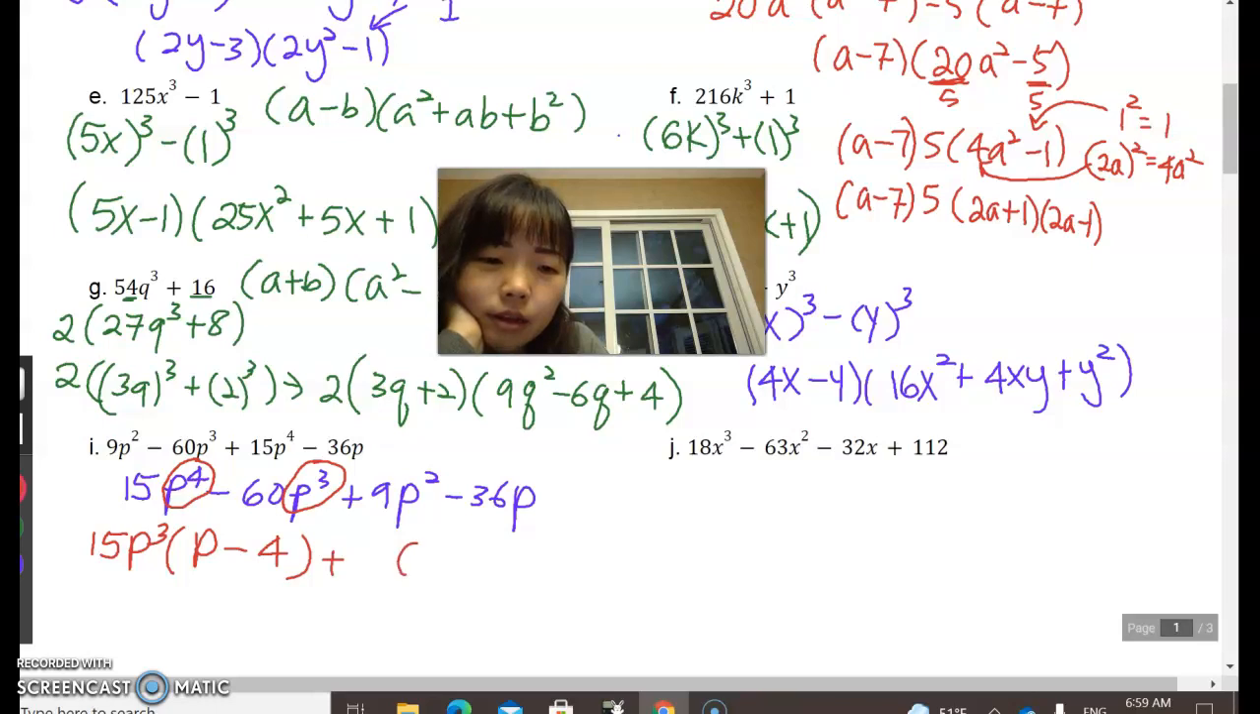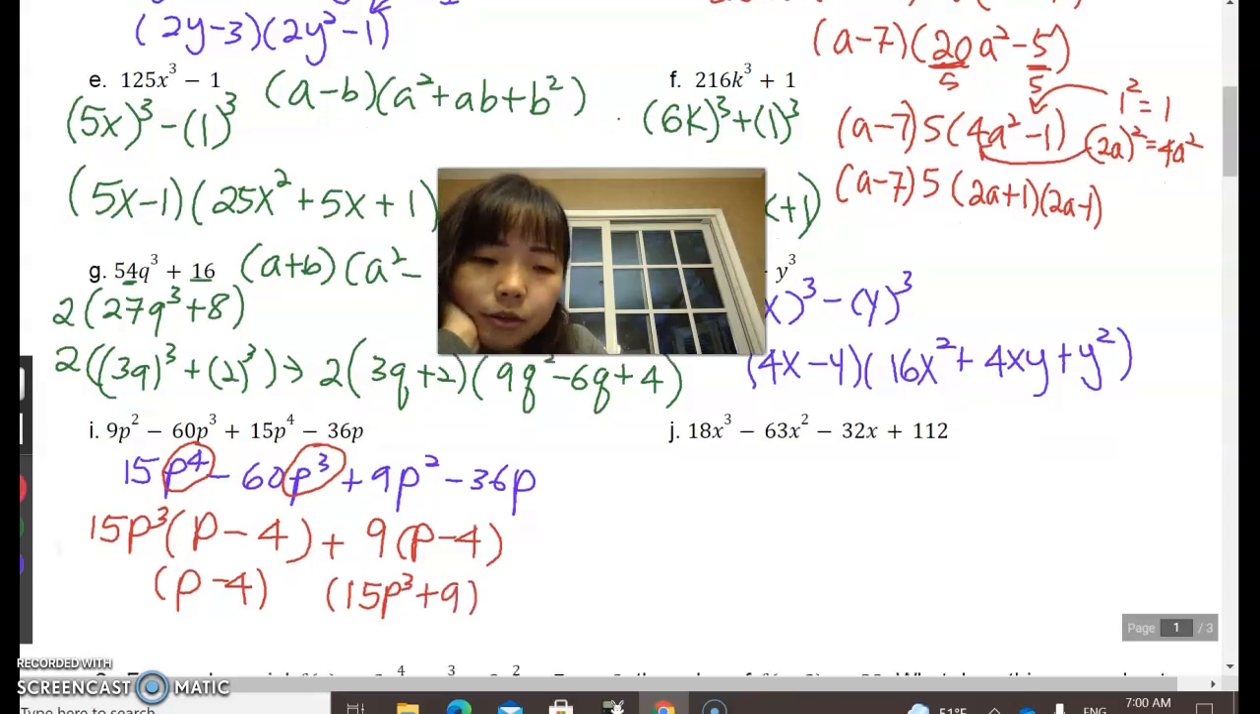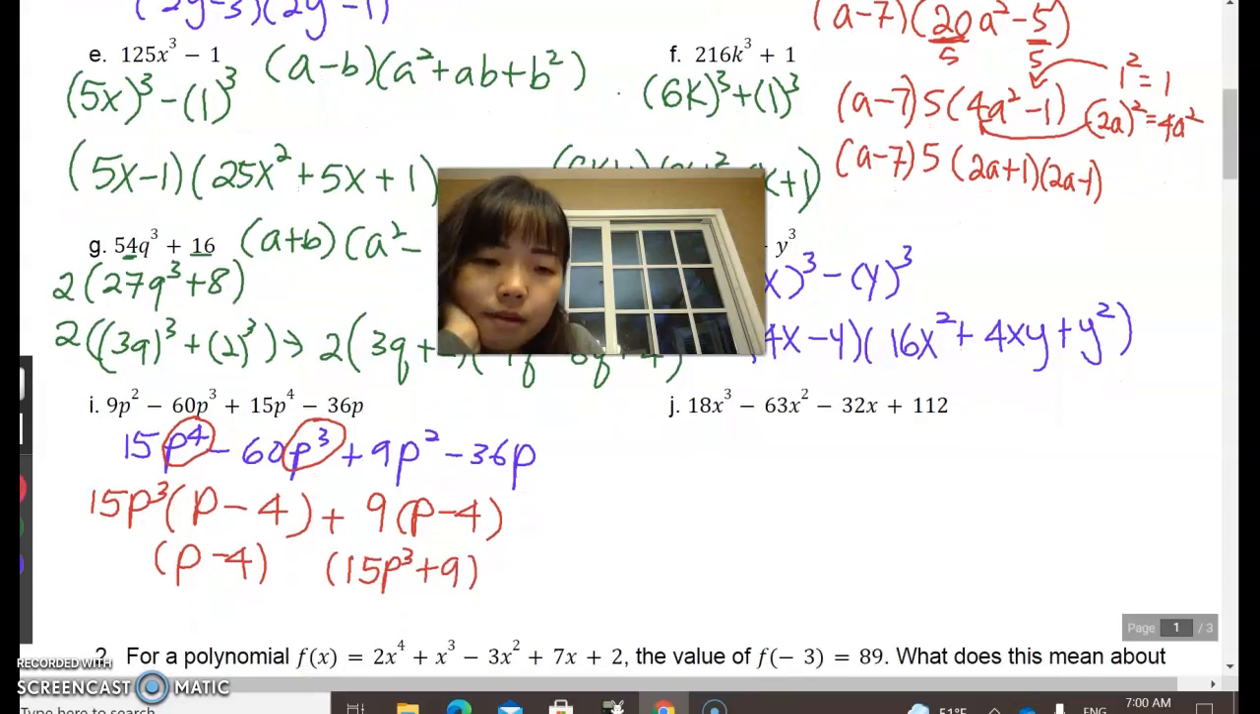You just get better after you keep practicing. 9, good. p minus 4 plus, I'm sorry, not plus, that's crazy. 15p cubed plus 9. Now, don't stop. 15 and 9, you can divide by 3. So 5p cubed plus 3, and that stays.